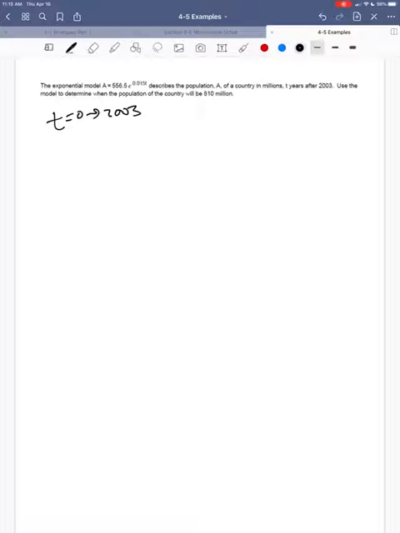So we can start by writing down the model. A equals 556.5 times e to the 0.015 times t.